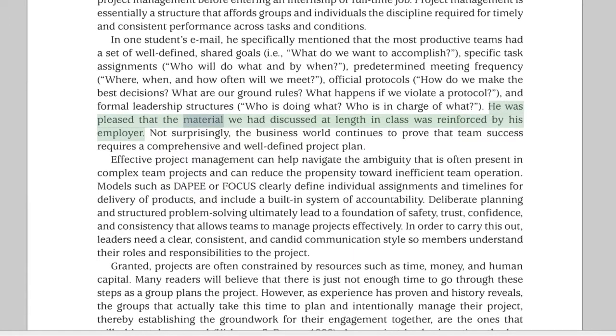He was pleased that the material we had discussed at length in class was reinforced by his employer. Not surprisingly, the business world continues to prove that team success requires a comprehensive and well-defined project plan. Effective project management can help navigate the ambiguity that is often present in complex team projects, and can reduce the propensity toward inefficient team operation. Models such as DPIR focus on clearly defining individual assignments and timelines for delivery of products, and include a built-in system of accountability. Deliberate planning and structured problem-solving ultimately lead to a foundation of safety, trust, confidence, and consistency that allows teams to manage projects effectively.